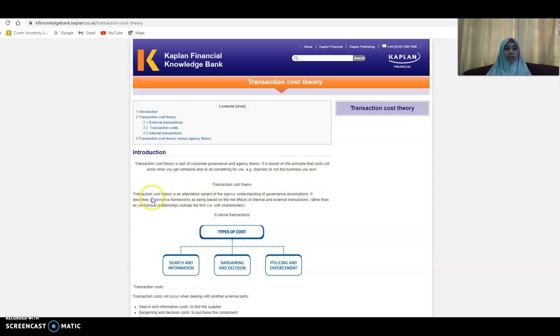Transaction cost theory is an alternative variant of the agency understanding of governance assumptions. It describes the governance framework as being based on the net effect of internal and external transactions. Previously, we have used the words pre and post. So it's either internal or external transactions, rather than contractual relationships outside the firm. So you are looking at the internal and external transactions.